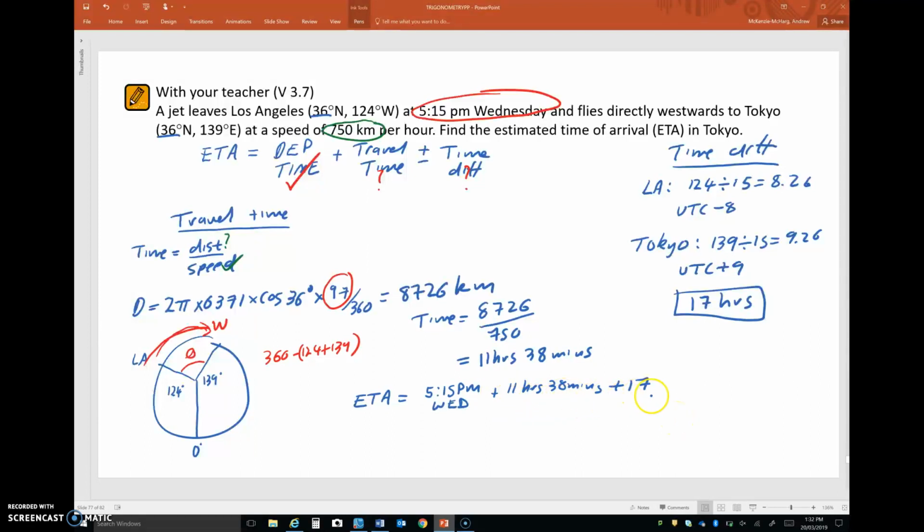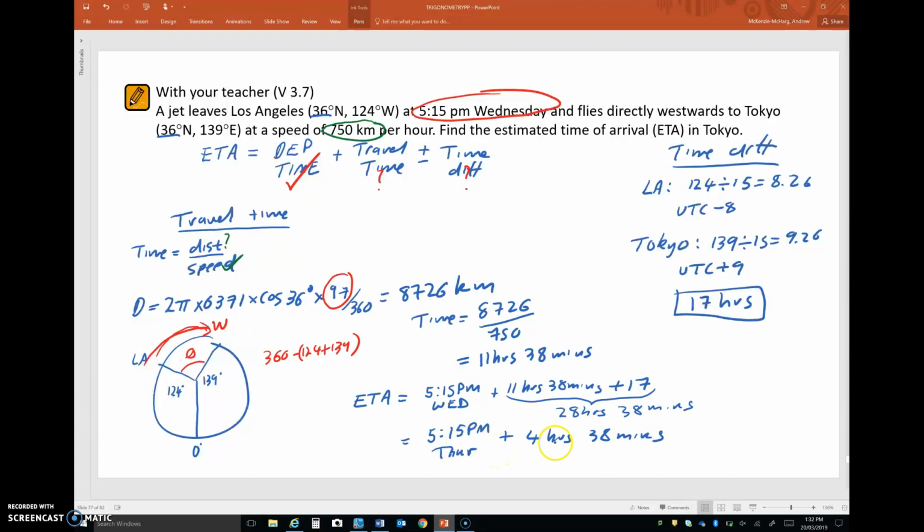So I like to bring the travel time and the time difference into one time. That adds up to 28 hours 38 minutes. Now let's add this in a 24-hour block. There's one full 24-hour block, one full day in this time. So let's add that on to 5:15 p.m. on a Wednesday, and that becomes a full day ahead, 5:15 p.m. on a Thursday. And what's left over out of that amount of time if we take 24 hours ahead? 4 hours 38 minutes. 24 plus 4 hours 38 minutes gives back that 28 hours 38 minutes there.